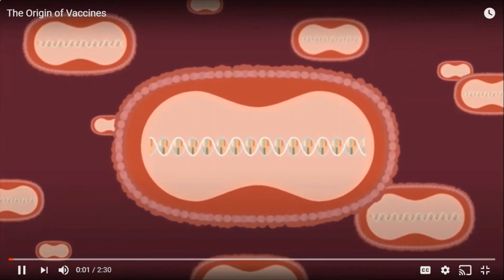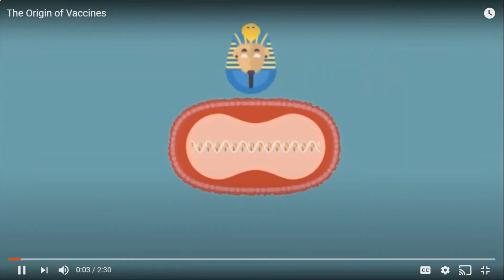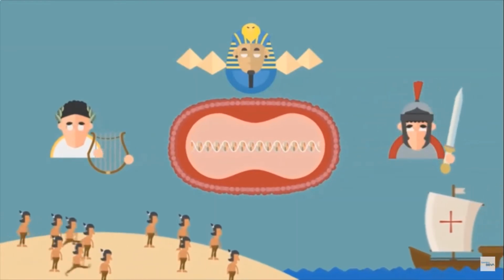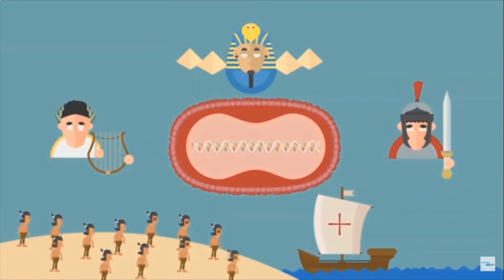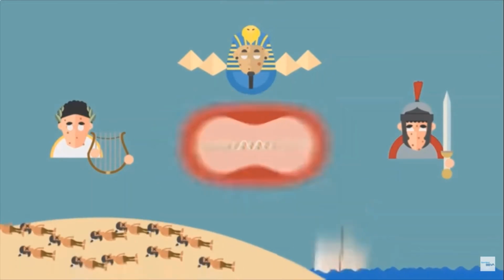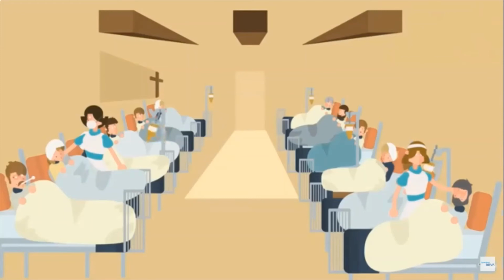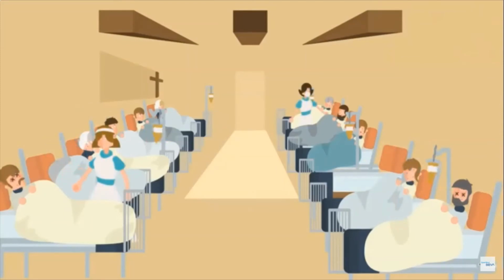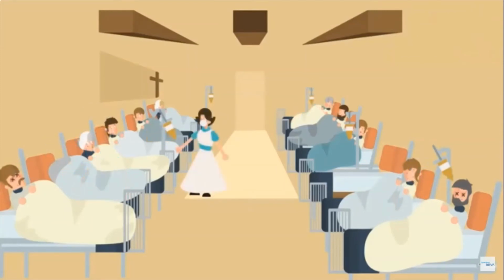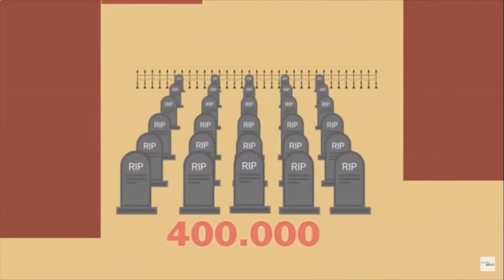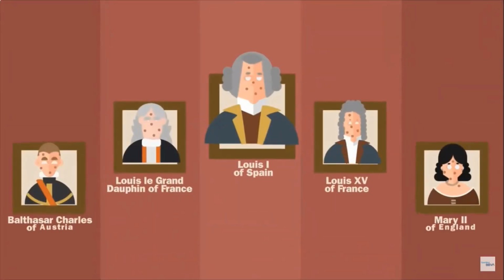This is the smallpox virus. It infected the pharaohs, caused a terrible impact on the Greek and Roman empires, and decimated Native American populations. Nothing seemed to stop this lethal plague until the end of the 18th century. At that time, smallpox was a major global endemic disease. Only in Europe, it killed around 400,000 people per year. It didn't differentiate between rich and poor. Even 5 kings were killed.